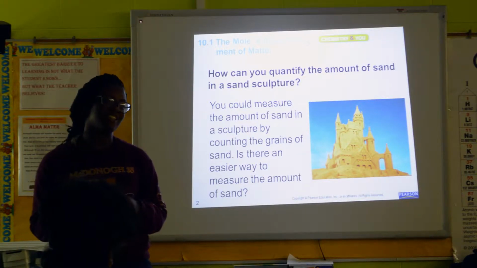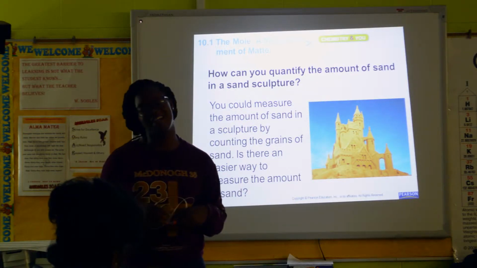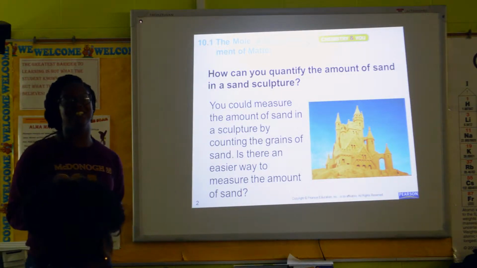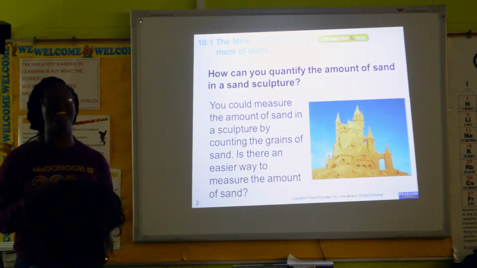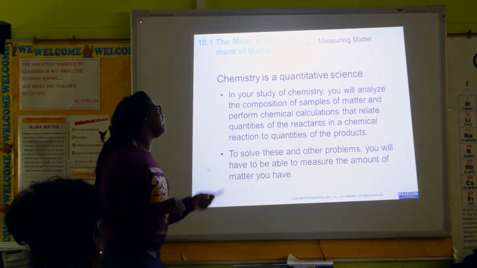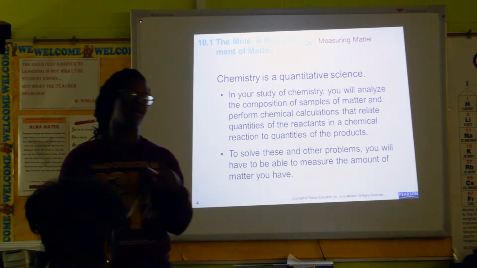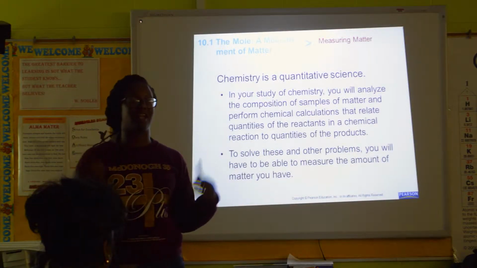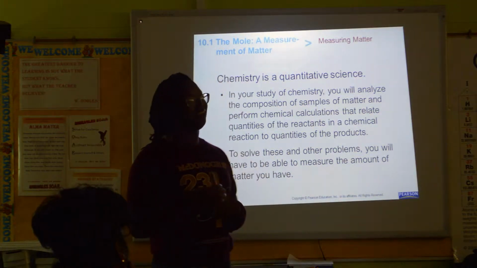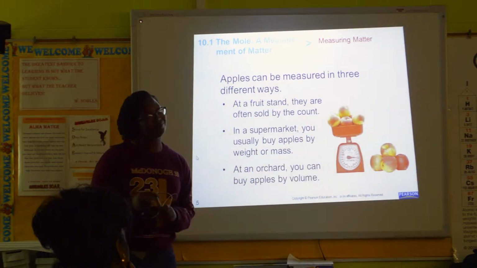So nobody in here will actually take this sand and count it sand grain by sand grain. Why? Because that's too much, right? Nobody will do that because it's way too much. Just like the saying, chemistry is a quantitative science. Quantitative means what? Numbers. Chemistry deals with a lot of numbers, and we deal with numbers that are really, really big. Atoms, molecules, and whatnot. So, moving on.